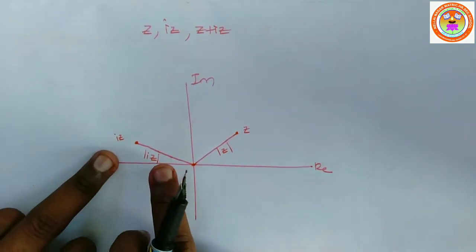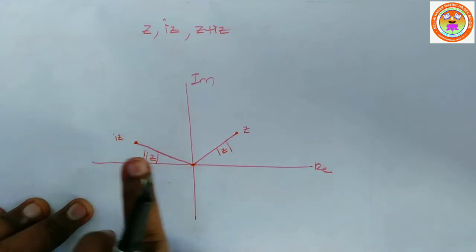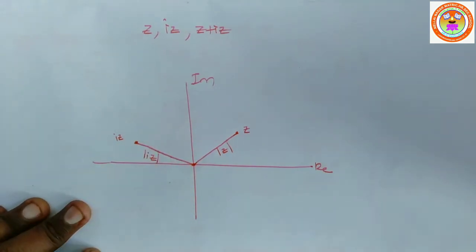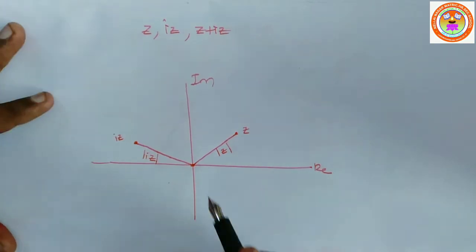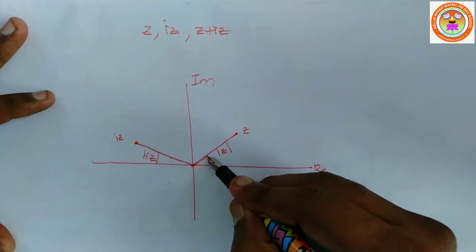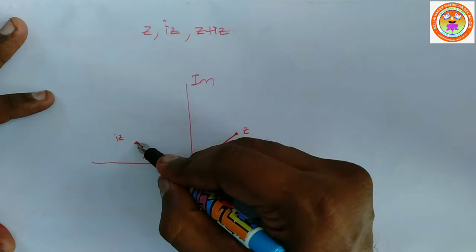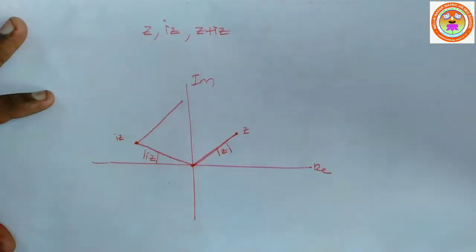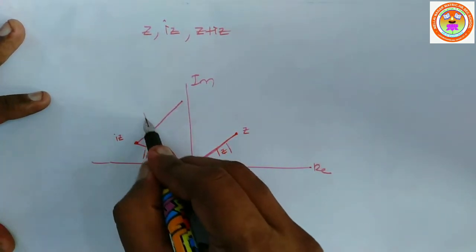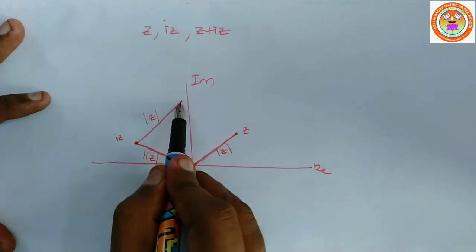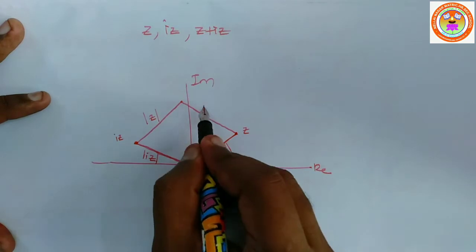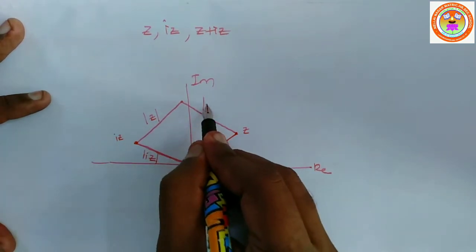So how can I find the distance between both the points? For this line I need to draw another parallel line. If this is modulus of z, this is also modulus of z. For this line, I am going to draw another parallel line. This is modulus of iz, so this is also modulus of iz.